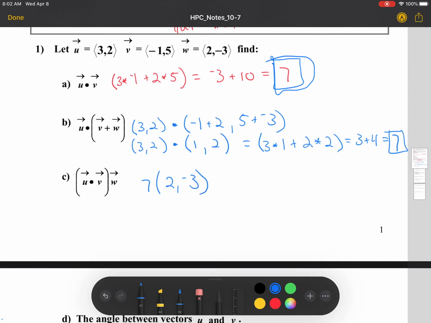Then what's our W? Our W is (2, -3). So this is our U dot V, and this is our W. All we're doing is multiplying that out, right? Because now 7, after we do the dot product, becomes pretty much a scalar. And you get (14, -21). All right, not too shabby. Notice how some results end with a single number, other results with a vector. That's a vector we ended with.